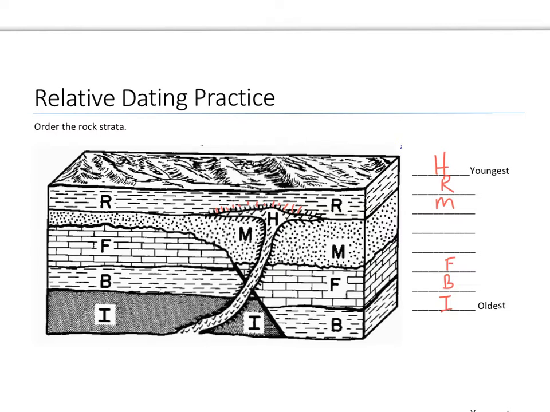But we see that there is this fault here. We also see that there is an unconformity. And so the question is, which happened first, the fault or the unconformity?